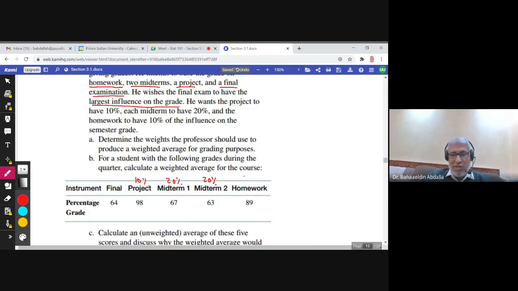In our course the homework is not 10. We also have homework, 4 I believe, I'm not sure.